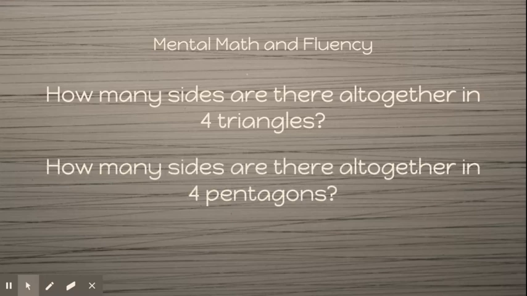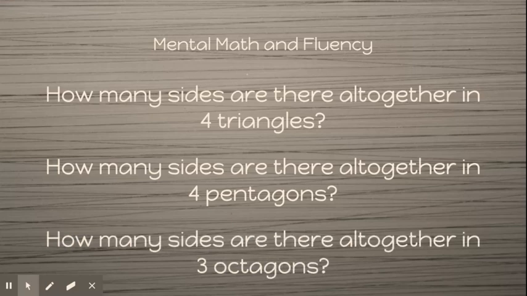How many sides are there altogether in 4 pentagons? Well, pentagons mean 5 sides, and so if I have 4 of them, my number sentence would be 4 times 5, and I can count by fives to get my answer. 5, 10, 15, 20.